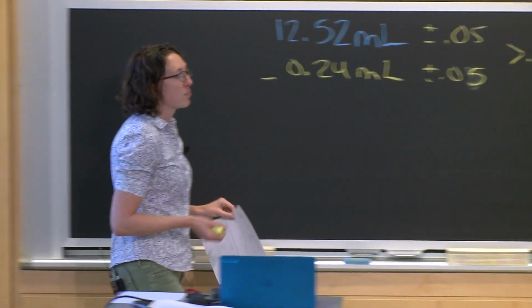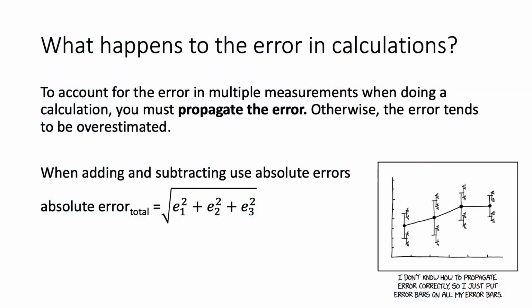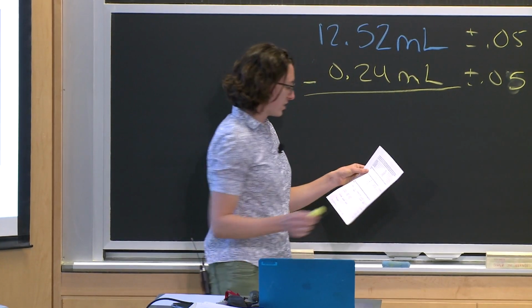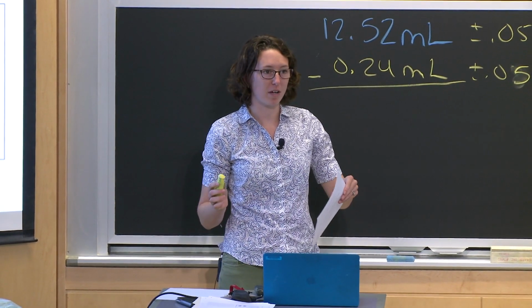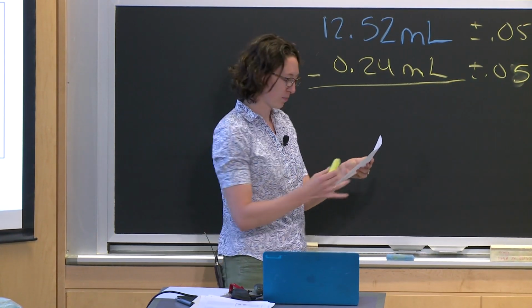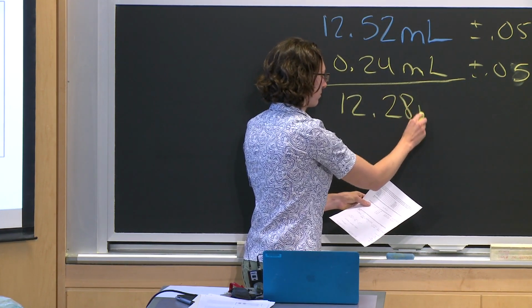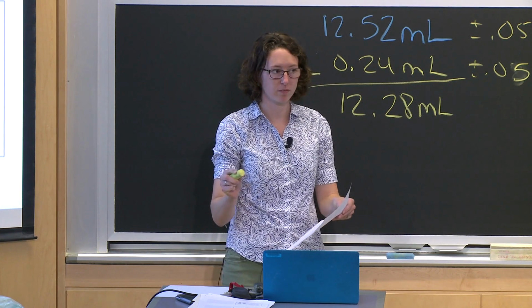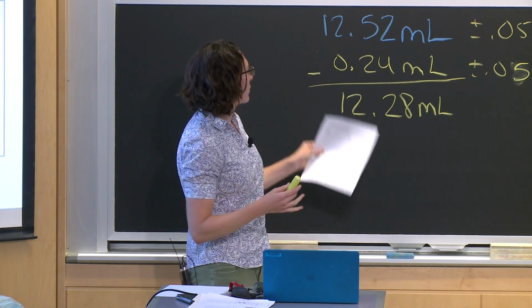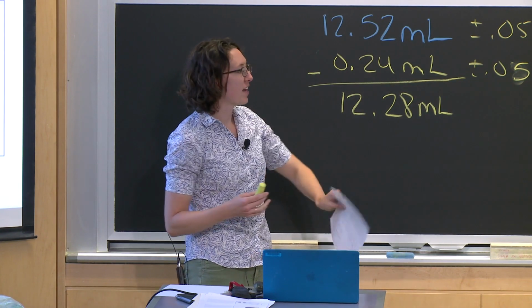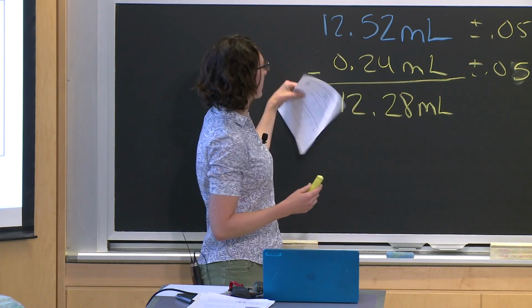So what we do is we propagate the error. And when you're adding and subtracting, you use the absolute errors because you should be adding quantities that have the same units. So units will be consistent throughout your calculation. And the way that we do this is, did anybody subtract this out? Great. So if we subtract these two numbers, then we get 12.28 milliliters. And then how would we propagate the error for this calculation?